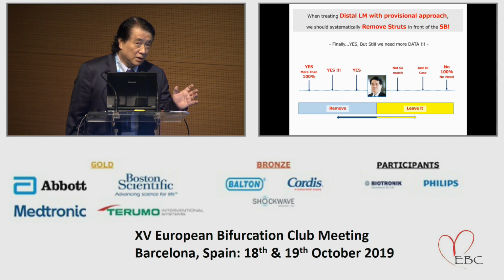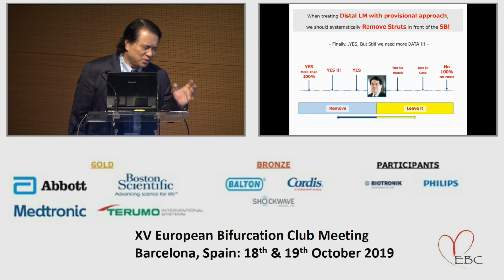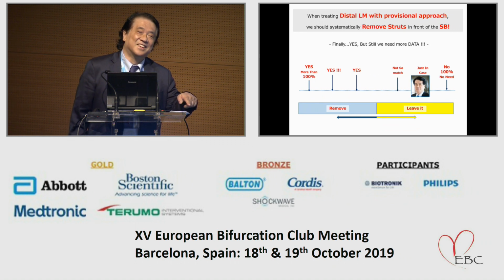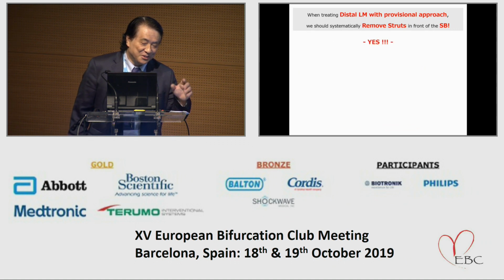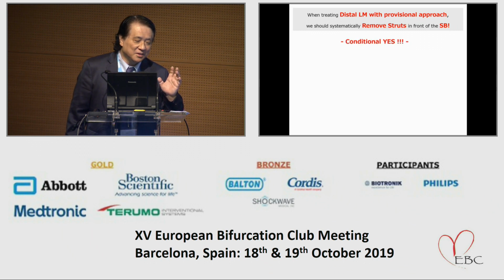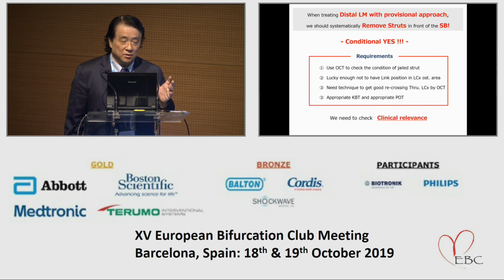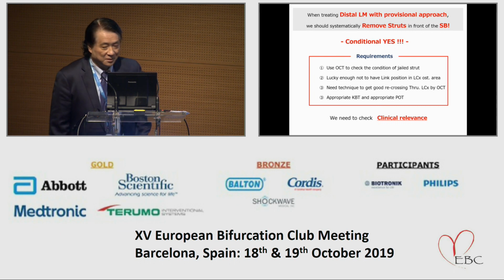Anyway, so I think I should not do it like this, but this is kind of like this. So still yes, but conditionally yes. That means use OCT to check the condition of the struts, and luckily enough to not have a link position in the circumference, and need a technique to get a good recrossing through the circumference, and apply the kissing balloon, apply the POT. Of course, we need to chase the clinical relevance. Thank you very much.